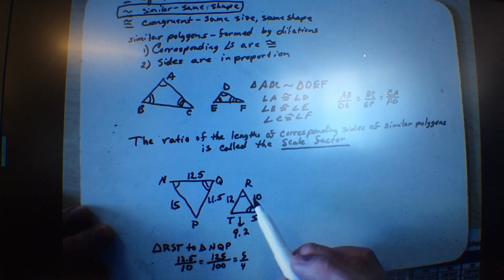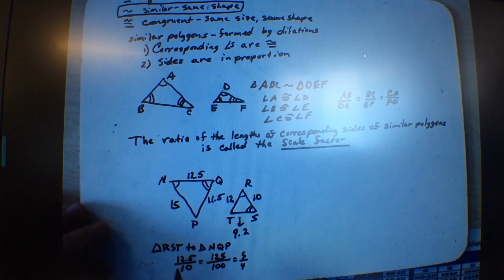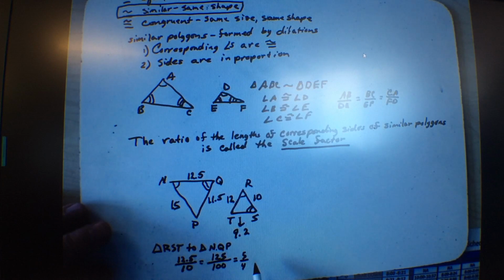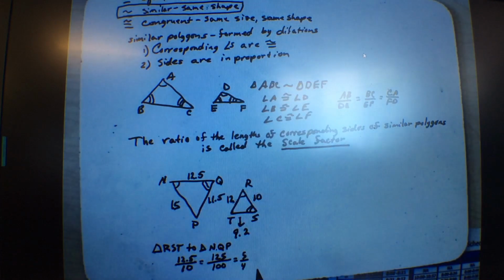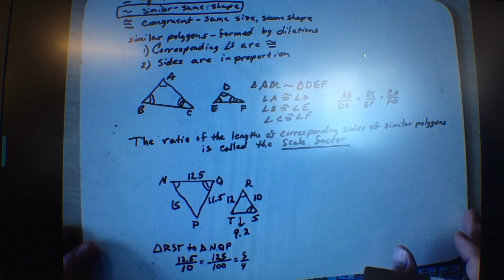Question. Well, first of all, before I ask this question, notice that I went from RST to NQP. If I went from NQP to RST, what would this fraction be? It would be 4/5. It would be a reduction. Okay? It depends on how they state it. Do you understand that?